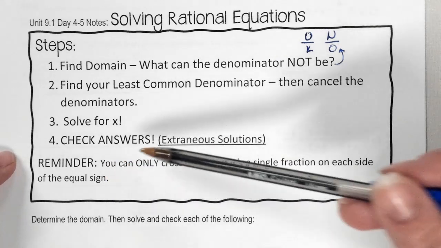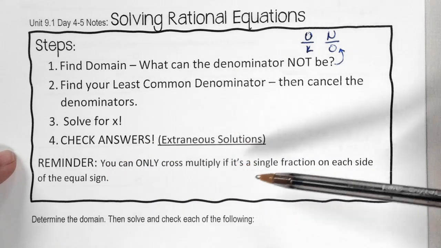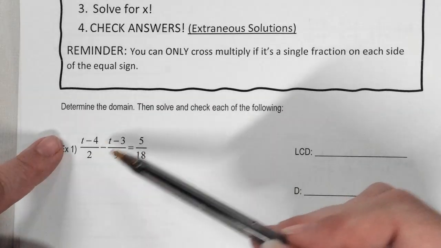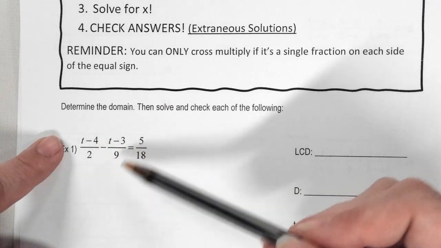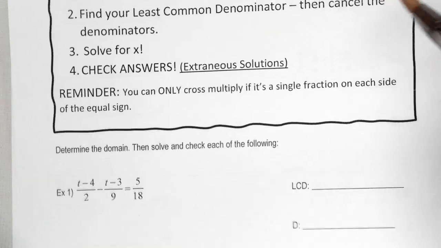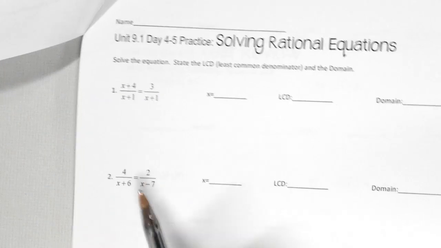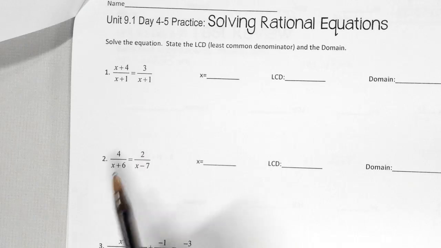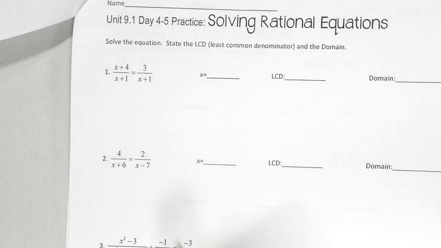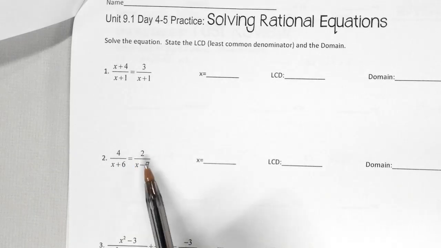And it also says, reminder, you can only cross multiply if it's a single fraction on each side of the equal sign. So like here, you see how you have 2 fractions equals 1 fraction? You cannot cross multiply here. However, if you look at your practice on number 2, you can cross multiply. Does that make sense? Because it's a single fraction equals a single fraction.